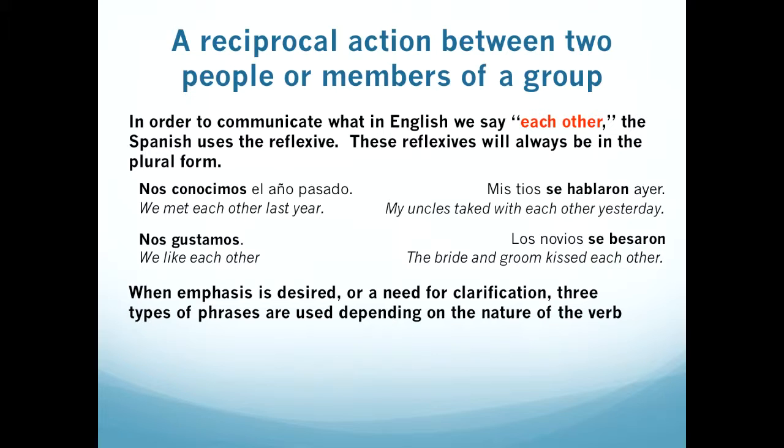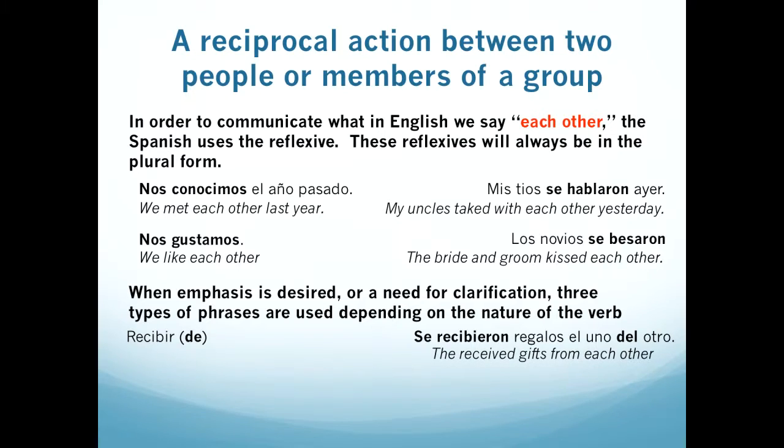When emphasis is desired, or there's a need for clarification, which sometimes happens when you're talking about the third person and you're saying les, or in case the reflexive can mean something else, then there's three types of phrases used depending on the nature of the verb. Recibir de. Se recibieron regalos el uno del otro. They received gifts from each other.